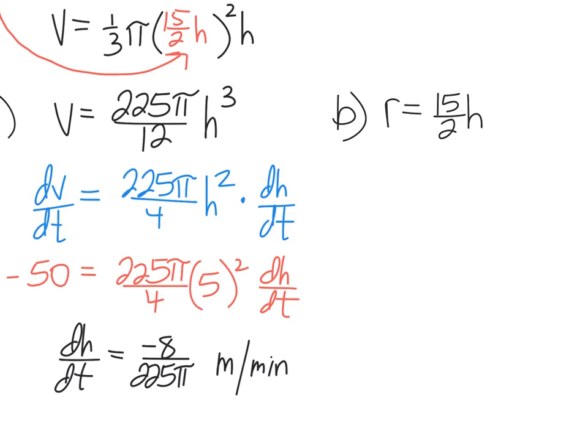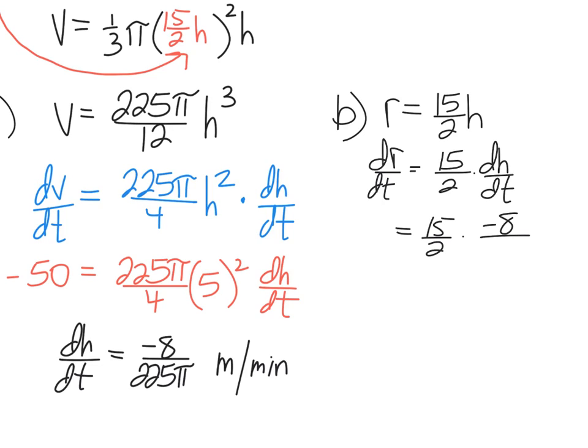So instead of solving this for H, plugging in a 2 over 15R to your volume formula, taking the derivative of that, and basically starting the whole thing all over again, why not just take the derivative of this? dr dt would be equal to 15 over 2 times dh dt. It works really well because we just got through figuring out what dh dt was. And then we'll be in pretty good shape, I think.